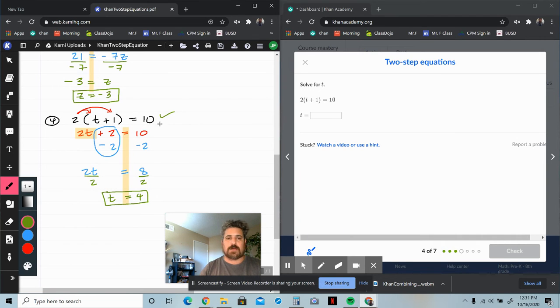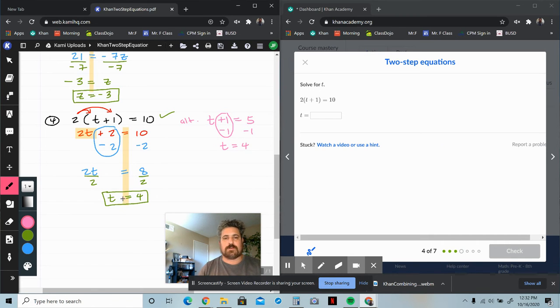If you wanted to do it the other way, here's your alternate way. Your alternate way would be to divide both sides by 2. So then you get t plus 1 is equal to half of 10, which is what? 5. And then you can solve it. How do you undo plus 1? Minus 1 to both sides. This becomes a 0 pair, and so t still equals 4, right?